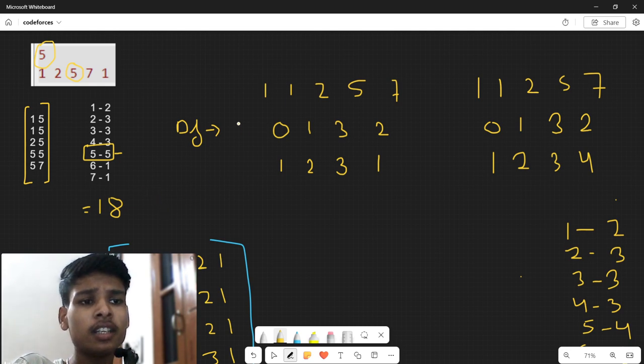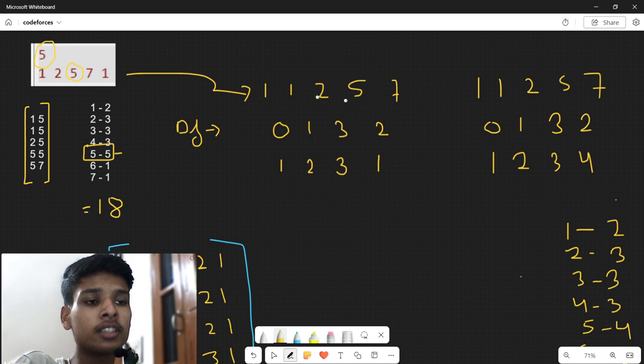The pattern is that if I sort my initial array A, it will look like this. This is the sorted array A. So what I can do next is simply take the adjacent difference of the sorted array. So what will be the adjacent difference of the sorted array? Here 1 minus 1 is 0, 2 minus 1 is 1, 5 minus 2 is 3, and 7 minus 5 is 2. So this is the difference of my sorted array A.